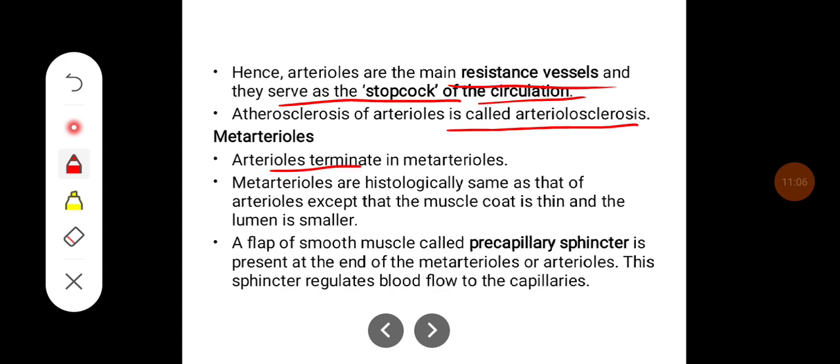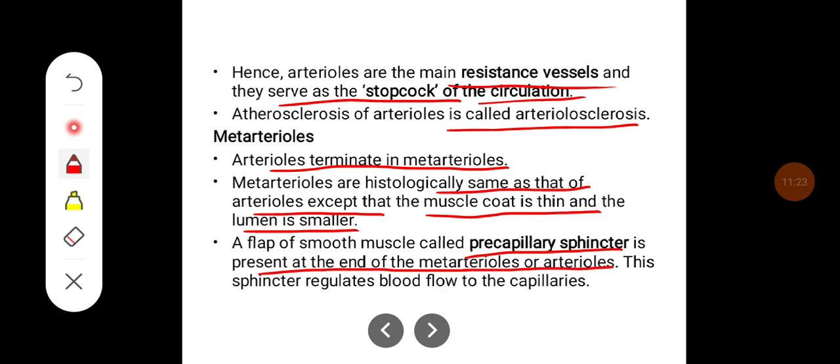Metarterioles. Arterioles terminate in metarterioles. Metarterioles are histologically the same as arterioles except that the muscle coat is thin and the lumen is smaller. A flap of smooth muscle called a precapillary sphincter is present at the end of metarterioles or arterioles. This sphincter regulates the blood flow to the capillaries.